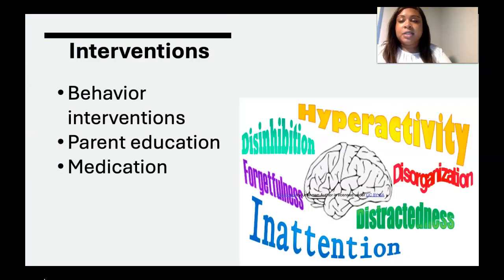Now we're going to go on to some interventions. This is really important when learning how to support your students. So first thing we're going to talk about is our behavior interventions.